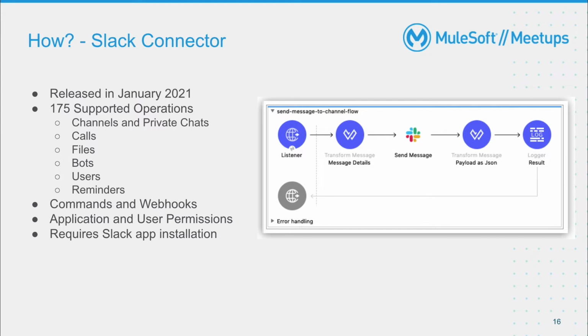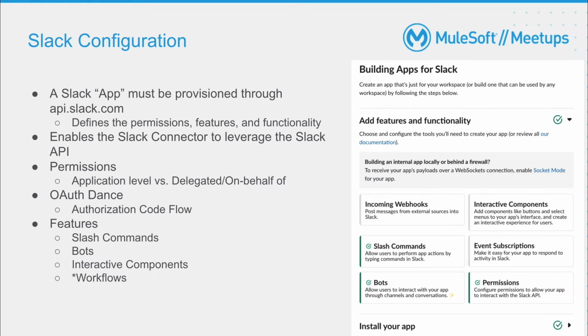Now, there is a prerequisite step for using the Slack connector, and that is configuring and installing a Slack app. To do that, you simply go to api.slack.com, and there's a very easy interface that walks you through the creation of that. Through this interface, you're able to define the features, functionality, and most importantly, the permissions that your application will have. And again, those permissions are divided between what the application is able to do when it authenticates on behalf of itself, as well as when it authenticates on behalf of a specific user account.